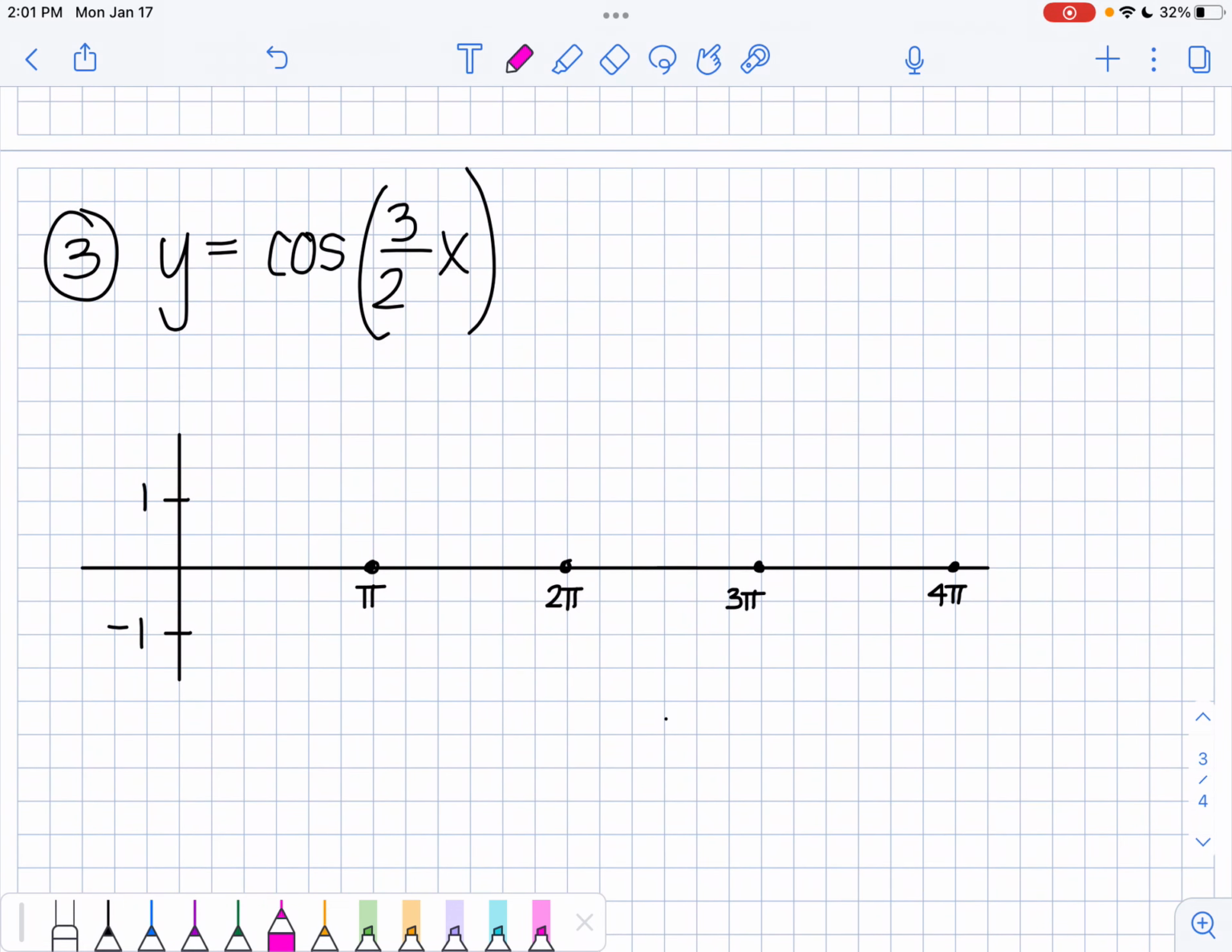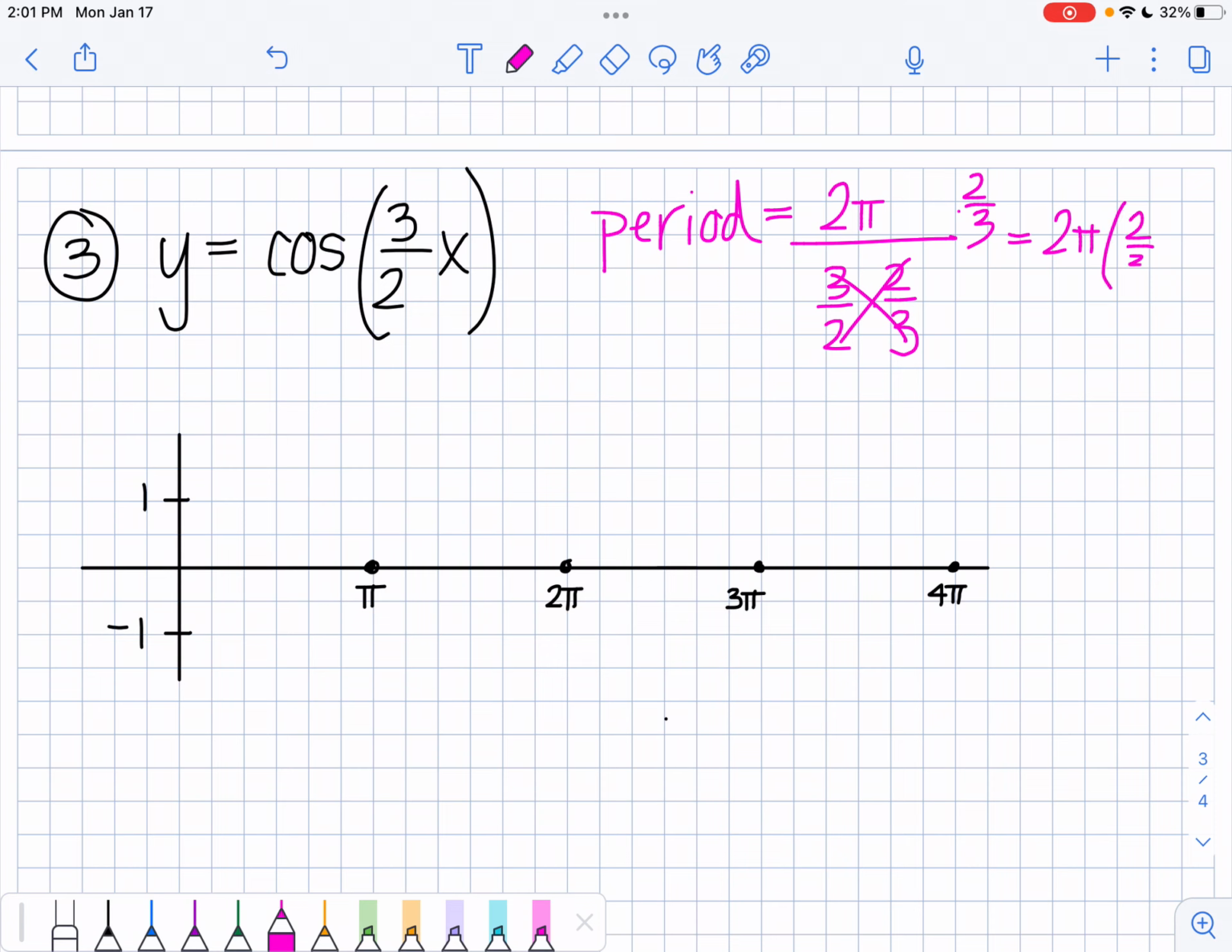Okay, last one. So I got cosine of 3/2 x. So I'm going to find my period. I take 2 pi divided by b, which is 3/2. And I'm going to multiply by 2/3 so I don't have to deal with a fraction in a fraction. So I get 2 pi times 2/3, which gives me 4 pi over 3. Okay, so 4 pi over 3.